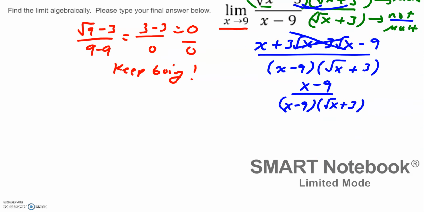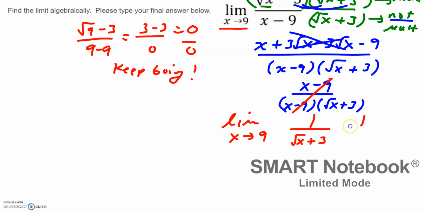So if you don't multiply out the bottom, you are going to notice that these cross out, which is great. So now you have a placeholder of 1 on the top. You're left with root x plus 3 on the bottom. But remember, your goal is to find the limit as x is approaching 9.